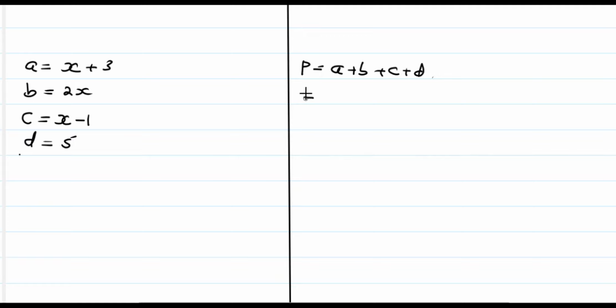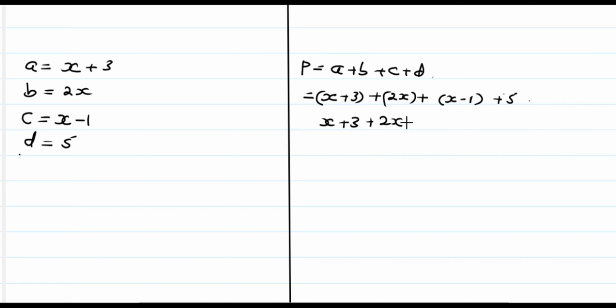But we already know A is x plus 3. Then we know B is 2x. Then we know C is x minus 1. And then we know D is 5. Then from there, I can open these brackets and say x plus 3 plus 2x for B, then plus x minus 1 for C, then plus 5 for D.